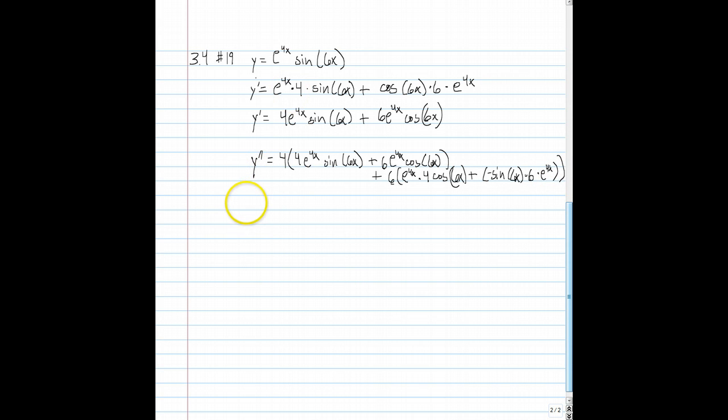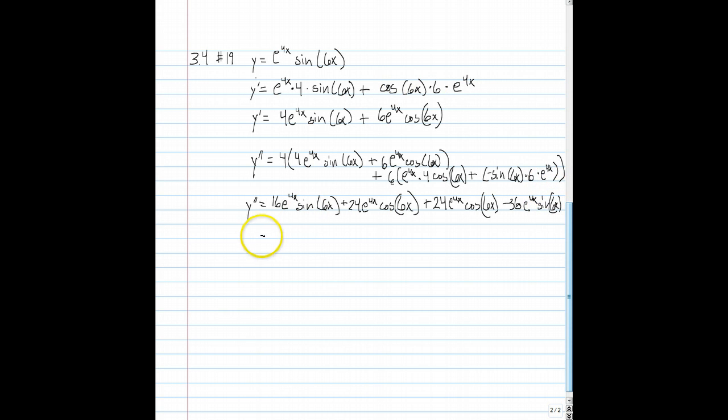So now we can do a little cleaning up here. That's going to be 16 e to the 4x sine 6x plus 24 e to the 4x cosine of 6x plus 24 e to the 4x cosine of 6x minus 6. 6 times 6 is 36, so 36 e to the 4x sine of 6x.